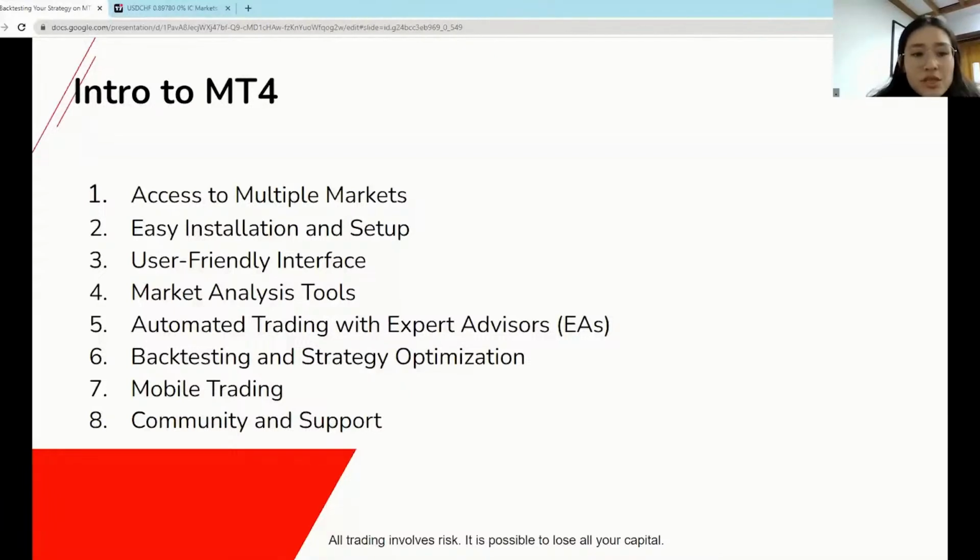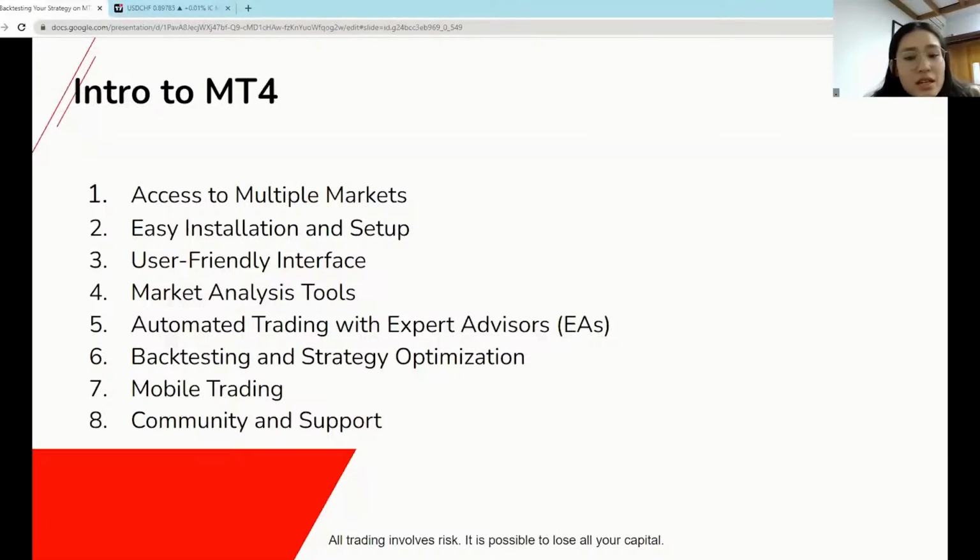Just a brief intro to MT4. Firstly, access to multiple markets. MT4 provides access to various financial markets, including forex, currencies, stocks, commodities, and indices. This allows you to trade different instruments within a single platform. Number two, MT4 is really easy to install on your computer or mobile device. Most brokers offer MT4 as their primary trading platform and provide step-by-step instructions to set it up. Once installed, you can quickly create a trading account and begin trading.